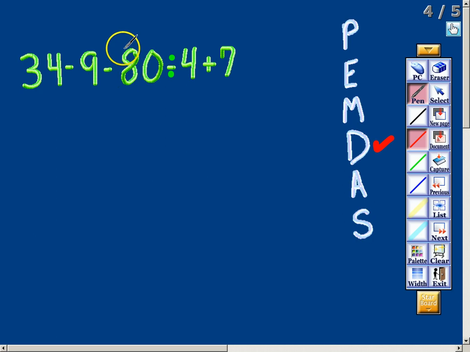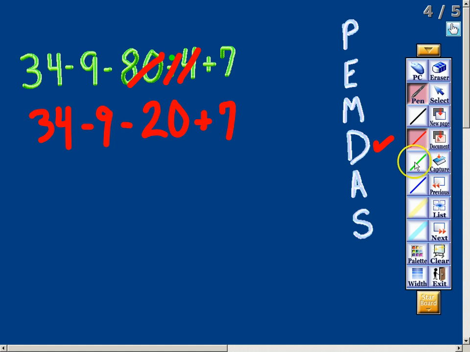Okay, so I'm going to do this division problem of 80 divided by 4. And you can use your calculator for this, and 80 divided by 4 is going to give me 20. So what we will do, we will write 20 right underneath 80 divided by 4. Okay, now we don't need to rewrite any of those numbers again, so we're just going to write 34 minus 9 minus 20 plus 7 now.